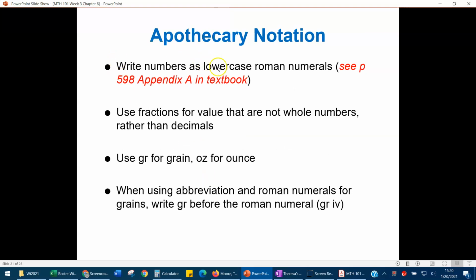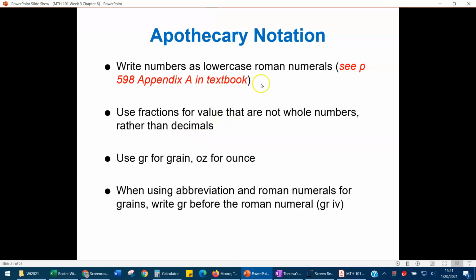Also with grains, they use Roman numerals instead of decimals. And you will see Appendix A in your textbook has a listing of Roman numerals. If you don't know how to read them, you can go to this page. Well, this might be from the old edition of your book, so it might not be page 598, but it'll be somewhere around there. So sometimes some of your orders will have Roman numerals and GR, so that means grains, and you have to be able to convert that to milligrams.